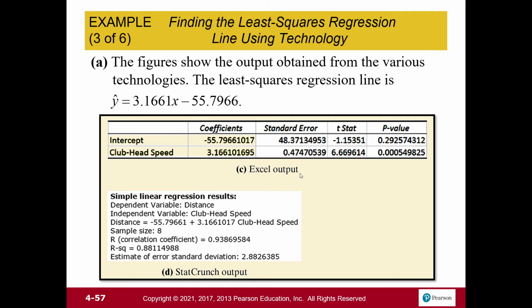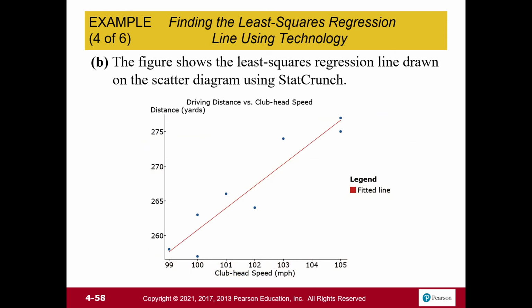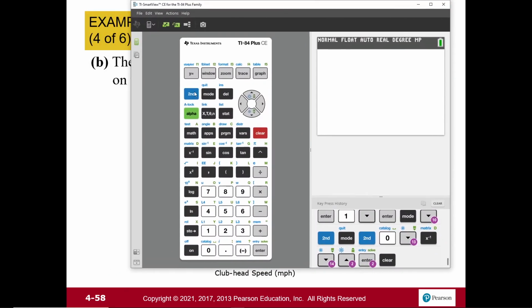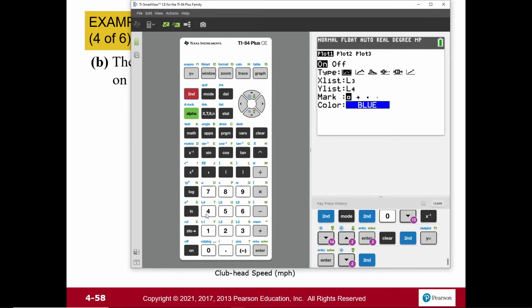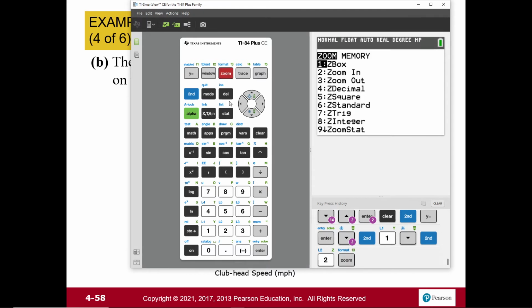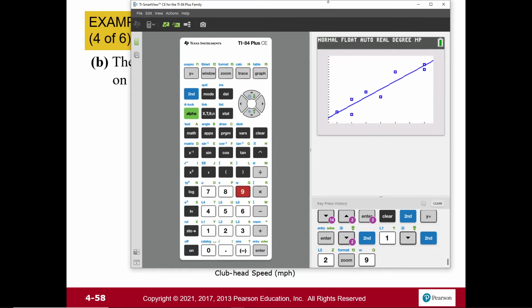Alright, so now we're able to start to make predictions and answer certain questions. Part A, find the least squares regression line. It has been done. Okay, part B, plot it. So that's what we're going to do next. Let's go back into stat plot. Choose the first one. We're going to make it L1 and L2. Then zoom 9 stat plot. That's what we got.